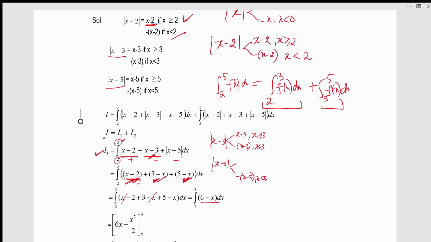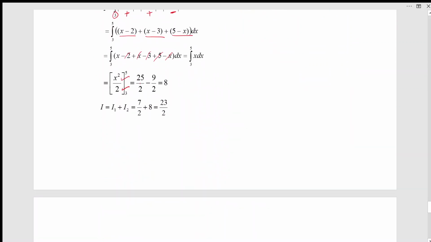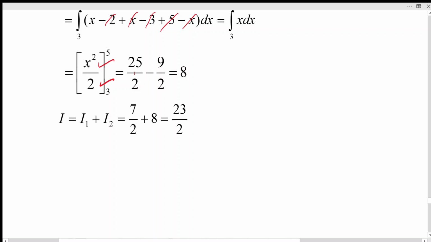Okay, we divided the integral into two: the first integral from 2 to 3, the other integral from 3 to 5, and then put the signs and integrated. So you will do the whole question. The answer you're getting is 23 upon 2. So make sure you integrate on your own.